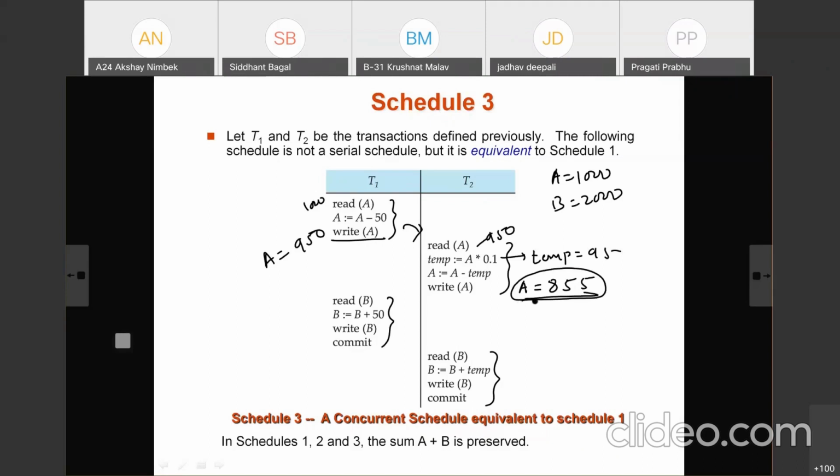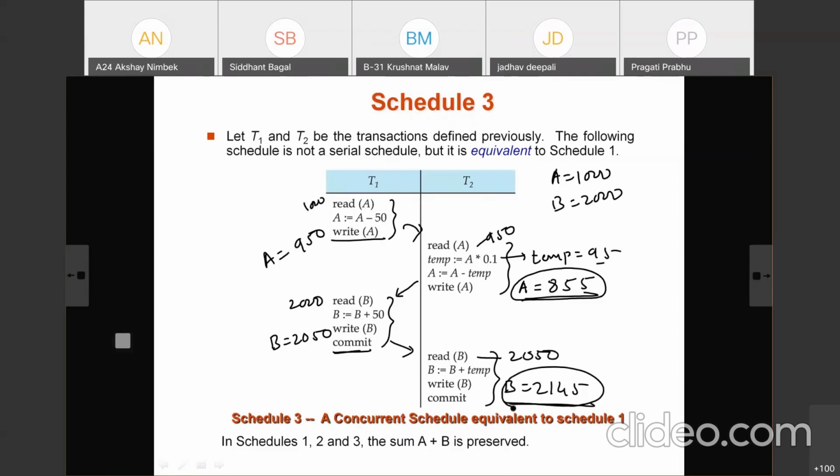After that, it reads the value of B. Again, it makes a context switch and goes for the transaction T1. It reads the value of B. What is the value of B? It reads 2000. Add 50 to it. So here B becomes 2050. Again, it is committed. Why? Because the transaction T1 is completed. Now it makes a context switch. It reads the value of B, 2050. Correct? At temp, what is temp? 95. So B is equal to 2145.